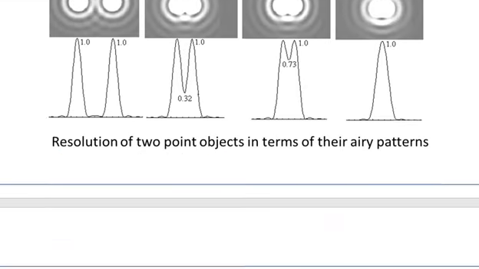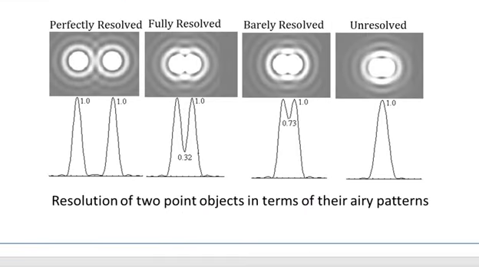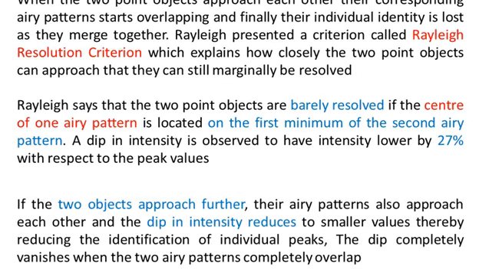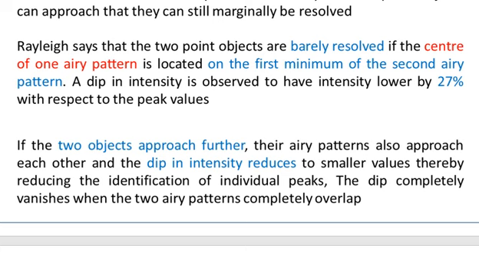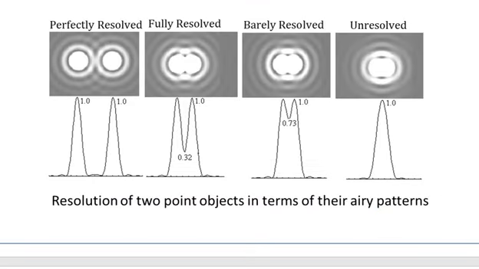So you see that in this case, that is in the case of a barely resolved, what will happen? The peak of the first zero of one Airy pattern will fall on the center of the other Airy pattern. If the two objects approach further, their Airy patterns also approach each other, and the dip in intensity reduces to smaller values, thereby reducing the identification of individual peaks. The dip completely vanishes when the two Airy patterns completely overlap. This corresponds to the last case, the unresolved case.